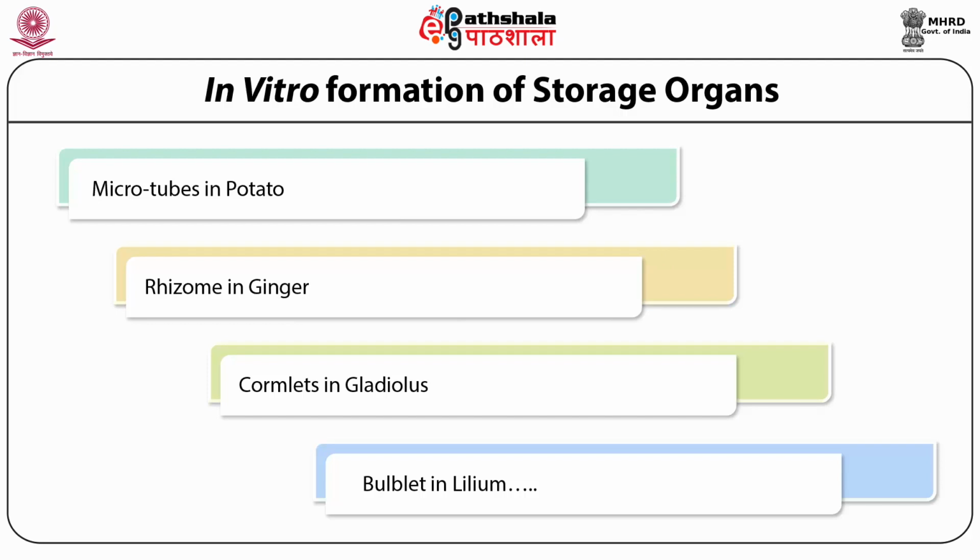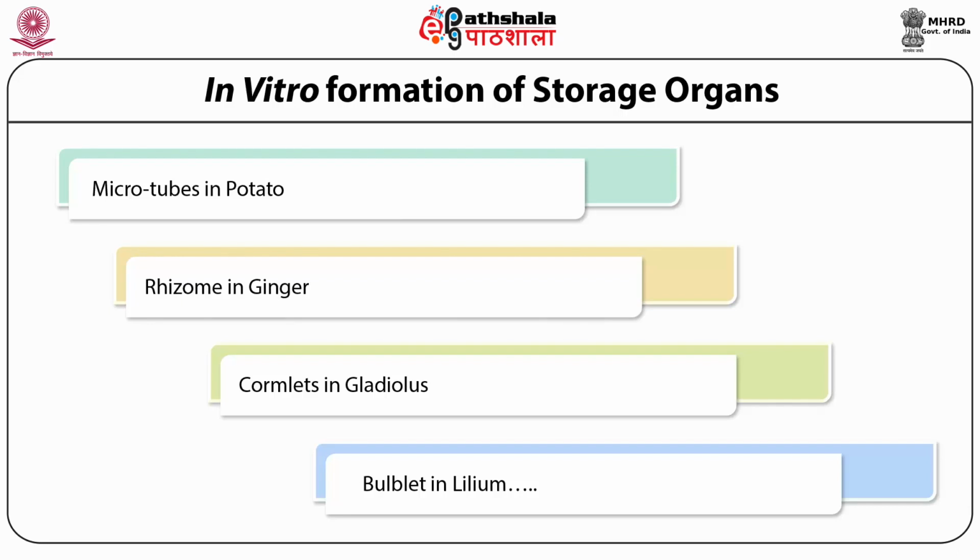Similarly, in the case of ginger, rhizomes have been induced, because otherwise what happens is that if you multiply ginger or potato by tissue culture, the plants are very weak compared to those raised by the conventional propagules.